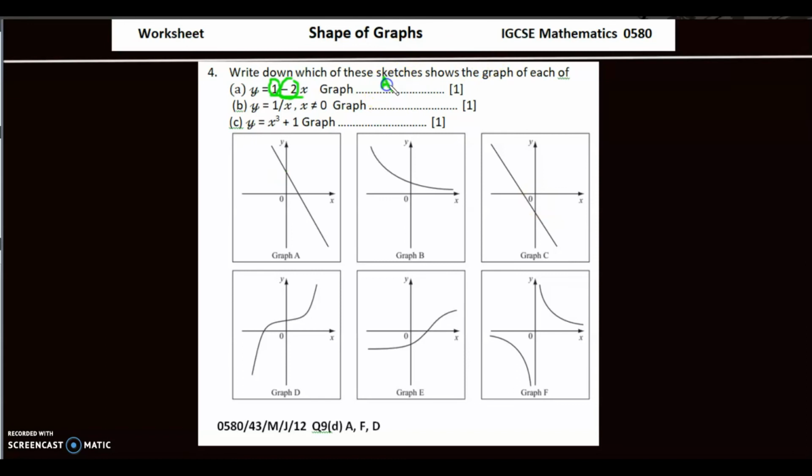For part B, it's 1 upon x, which is a reciprocal function, which means there needs to be a discontinuity at x equals 0. So here's the graph with discontinuity, the only graph with discontinuity at x equals 0. So the answer for part B should be F. Part C is a cubic function plus 1. It is being translated 1 unit up. So we're looking for an S-shaped graph that is cutting y at 1. So this is the graph. So the answer for part C is D.